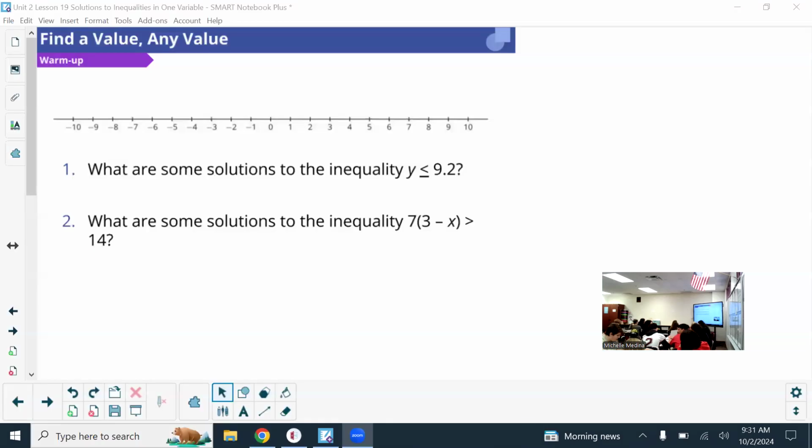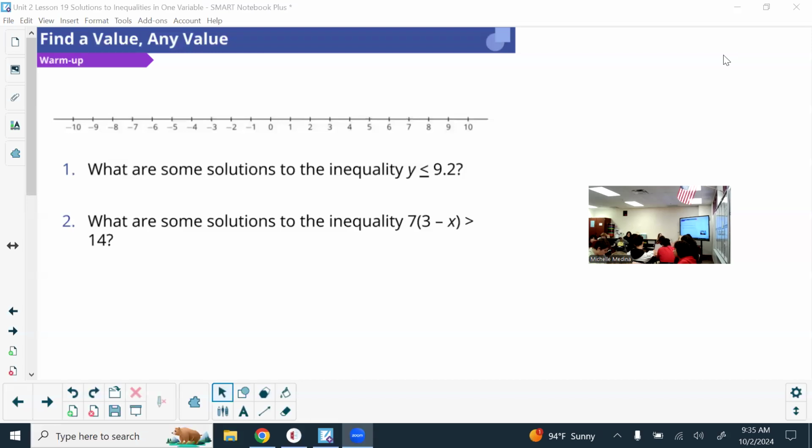But otherwise, you have 3 more minutes. You are going to list some solutions to the inequality y less than or equal to 9.2, and then some solutions to the inequality 7 times the difference of 3 and x greater than 14. I do think you're capable of both. So in about 3 minutes, we'll call on you for some answers.